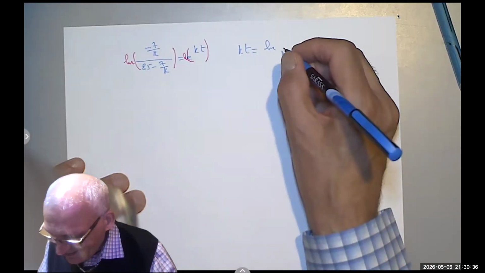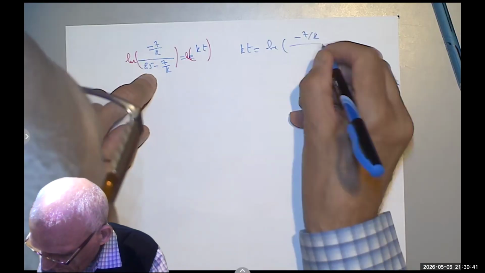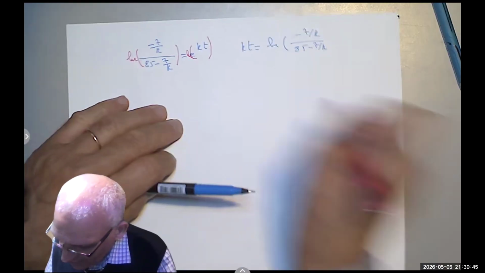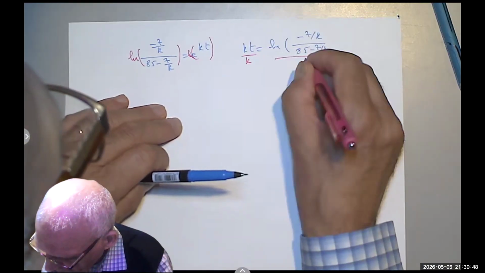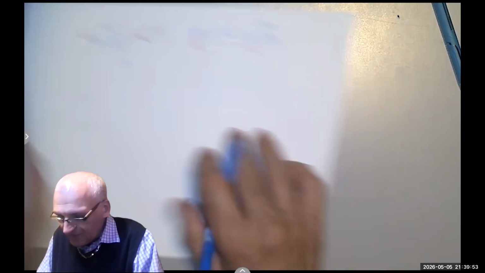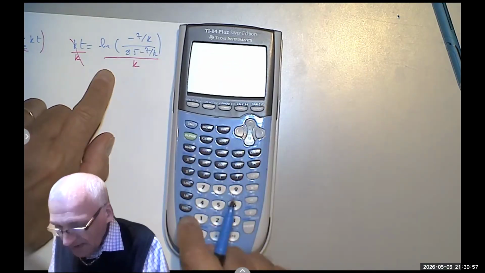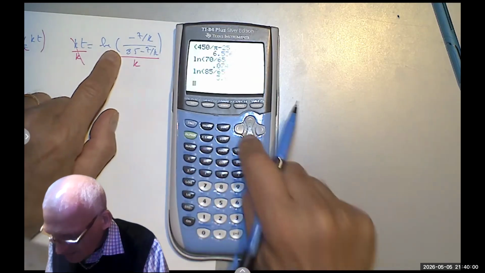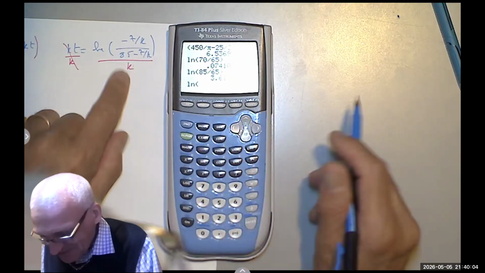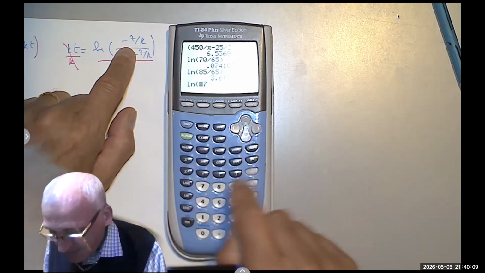Okay. Natural log of negative 7 over k over 85 minus 7 over k. And then I'm going to divide both sides by k to calculate t. So t equals, now we have to be careful when we use the calculator. I have natural log, which opens a parenthesis. So this time I'm not going to open a parenthesis. Negative 7. No, this time I will.